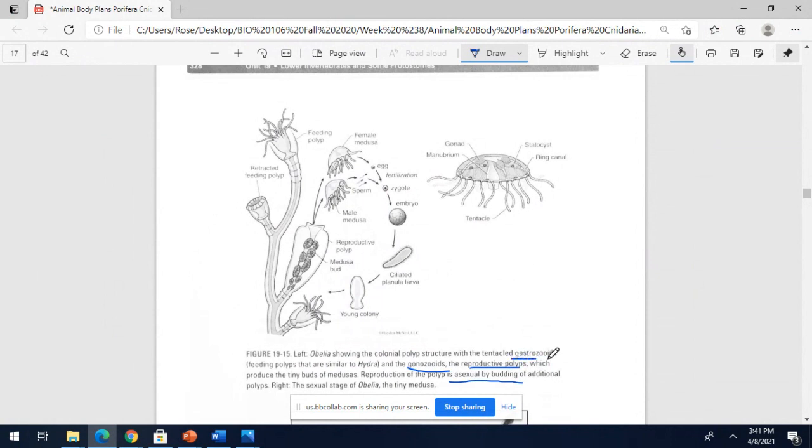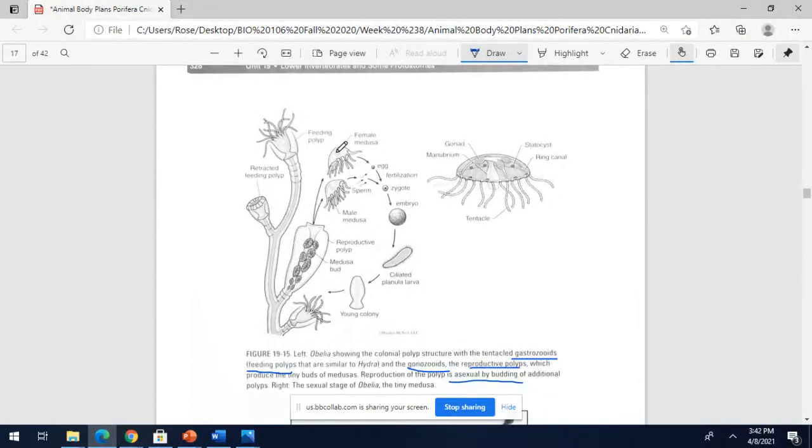The gastrozoid, when they have lots of tentacles, they are the feeding polyps. So these are the things you need to know. And the tiny buds of medusa, this is dispersive. So here you see the gonads near the canal here, and manubrium along here. Statocyst, it lets it know the orientation, and ring canal.